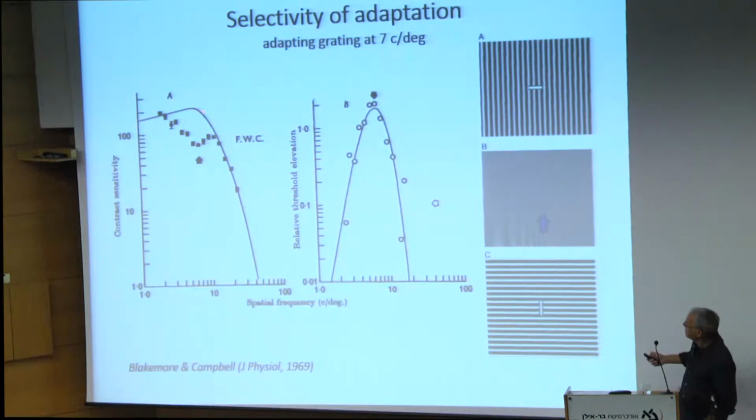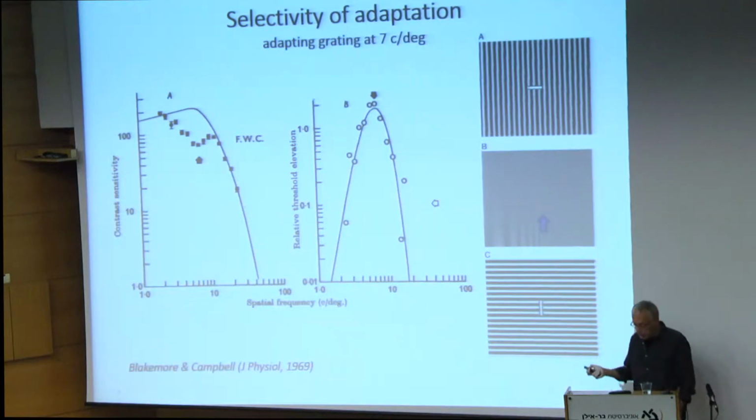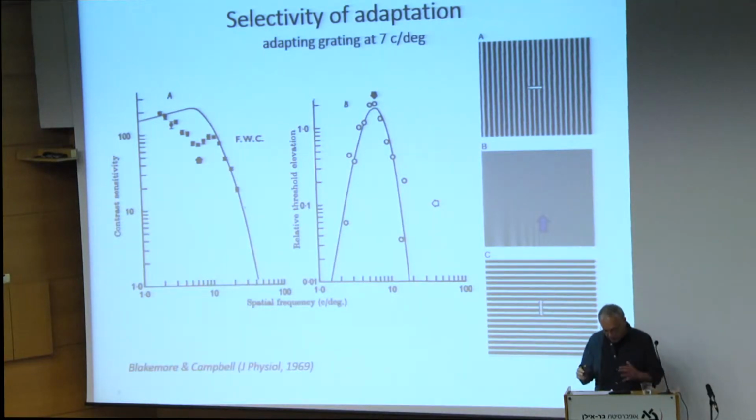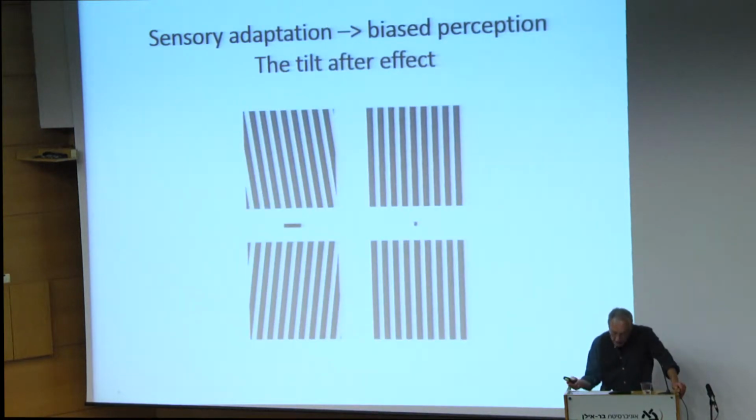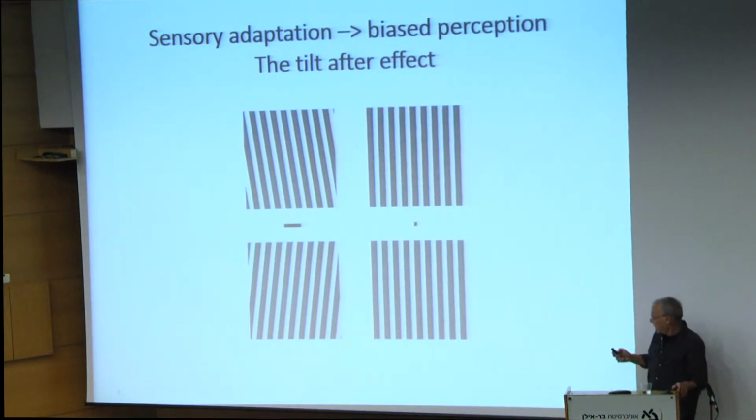This is a spatial frequency specific adaptation. And from this pattern of results you can compute some kind of filter or bandwidth of adaptation, which is specific again to orientation and spatial frequency. And you get the famous tilt after effect, which we can demonstrate here.